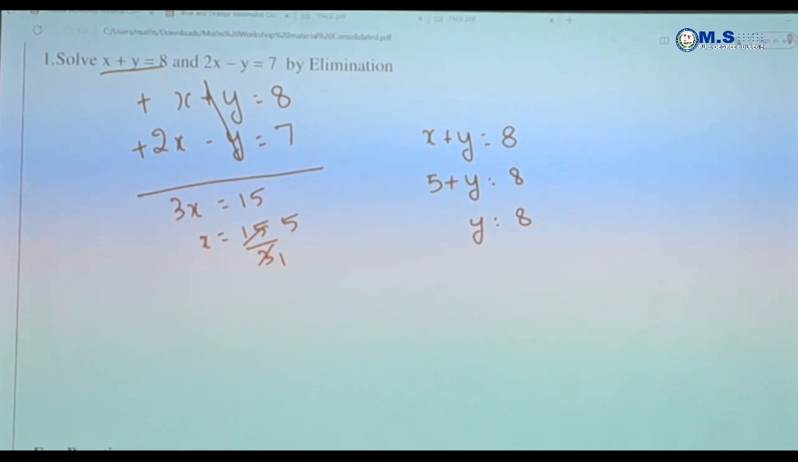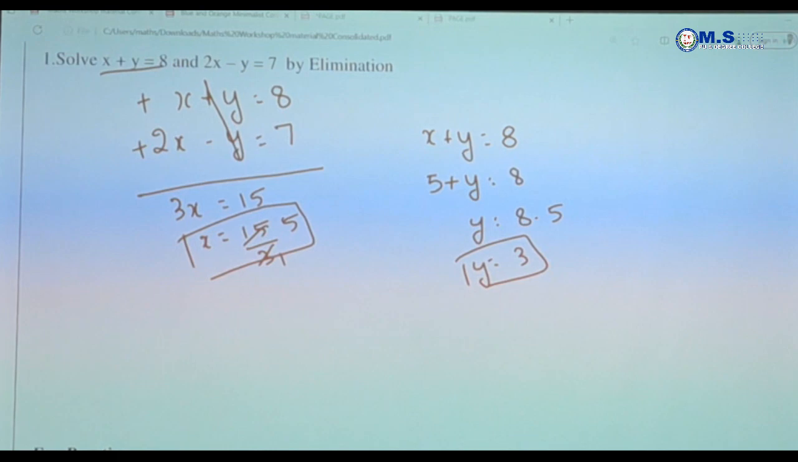Okay, when you cross the bridge, the sign will change. If it is multiplication, it will become division. If it is addition, when you cross the bridge, it becomes negative. So here you cross the bridge and it becomes negative. So the answer is y is equal to 3 and x is equal to 5.